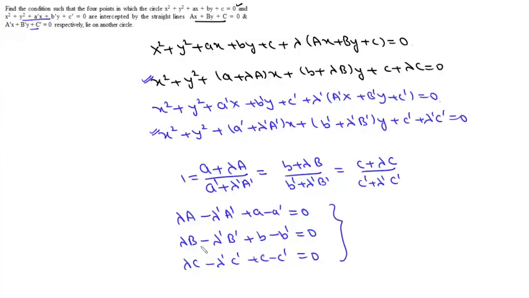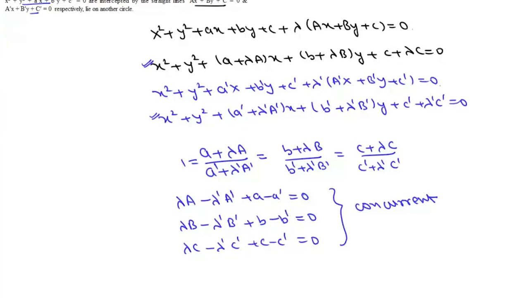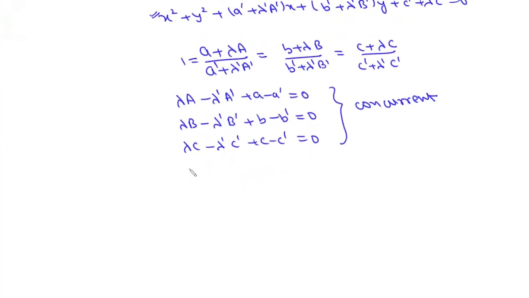Now such a circle is only possible if these 3 lines are concurrent. So these 3 lines must be concurrent, and they are concurrent if the determinant of A1 B1 C1, A2 B2 C2 and A3 B3 C3 is 0. So from here we can write the determinant of A B C, A' B' C', A − A', B − B', and C − C' must be equal to 0, and that is the answer to this question.